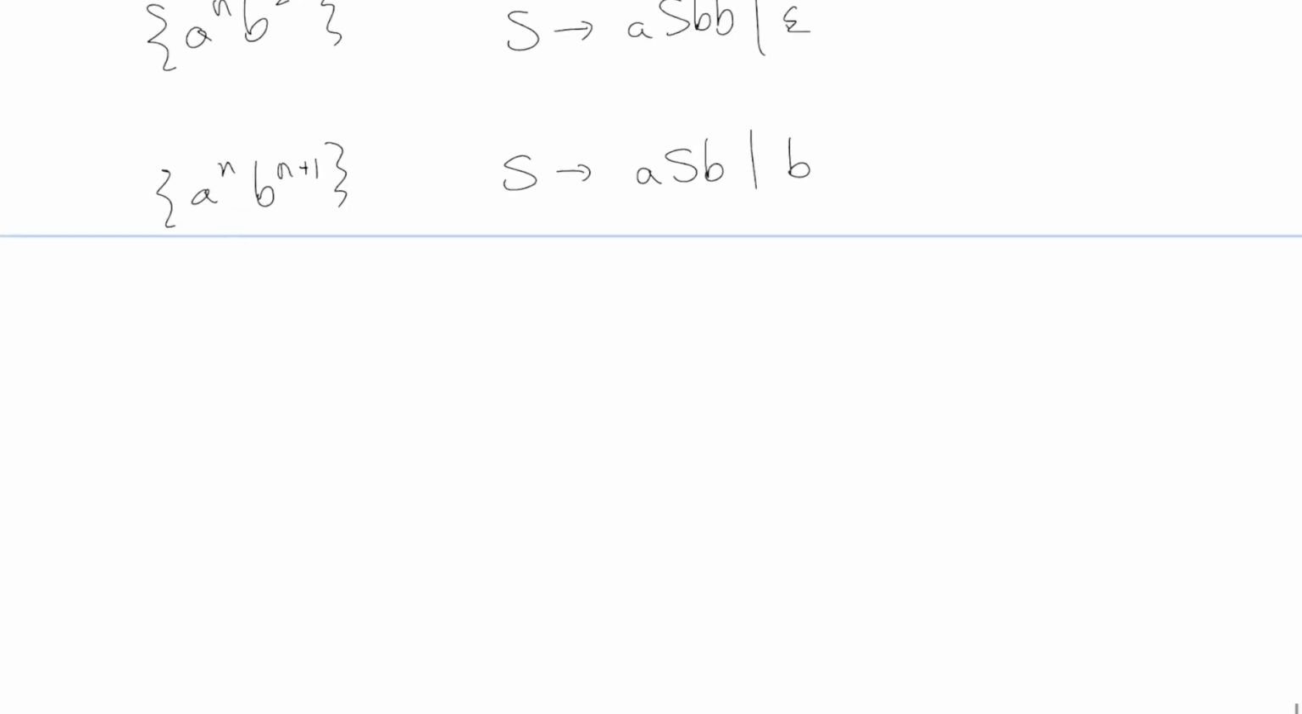Okay, how about, here's another slight variation. A to the m, B to the n, where m is greater than n. So this one I would say is kind of like the previous one, but here we have several extra A's, right? Could be 1 extra A, but it could also be 2 or 3 or whatever. It's just the number of A's is more than the number of B's.